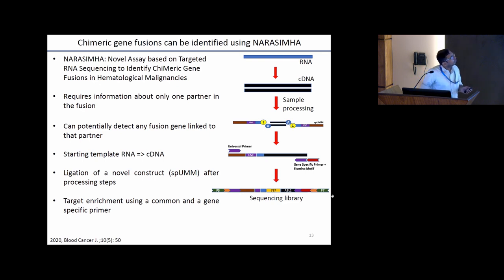So the next method, this is a homegrown assay in the lab. It is called Narasimha. We use it to detect chimeric gene fusions. It takes in RNA as an input, gets the cDNA, and after some processing, you add a special construct called SPOOM to both the ends of this cDNA, and this construct is then used for target enrichment, followed by sequencing this library. So one important thing to note about this assay, which is the uniqueness of this, is that it requires information about only one partner in the fusion, and it can potentially detect any fusion gene linked to that partner, right? And how do you analyze this?